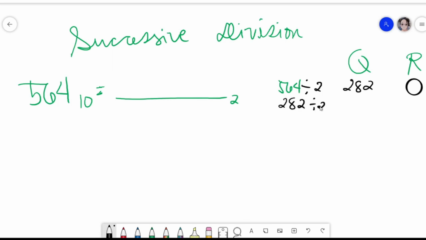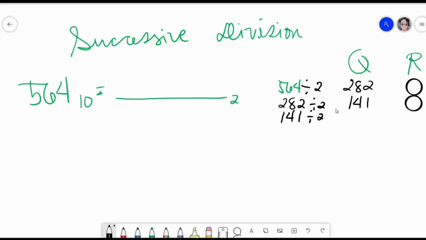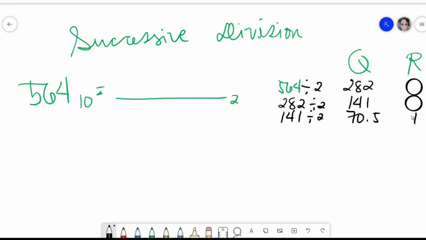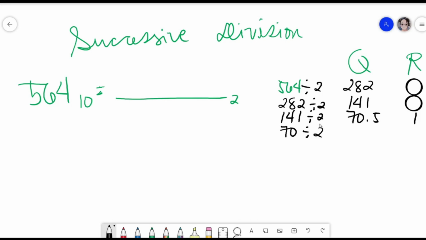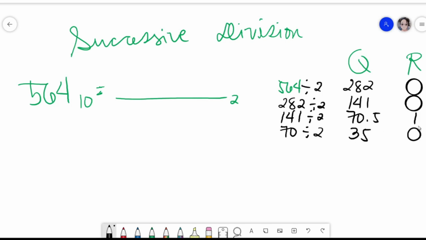282 divided by 2, 141. Okay, so 0. 141 divided by 2, 70.5. So naman siya 0.5, so 1. Di ba siya perfect quotient? Perfect answer. So let's have 70, i-count na ha, dili 70.5, 70 ra. 70 divided by 2, 35. So let's have 35. So perfect quotient, 0 na siya.